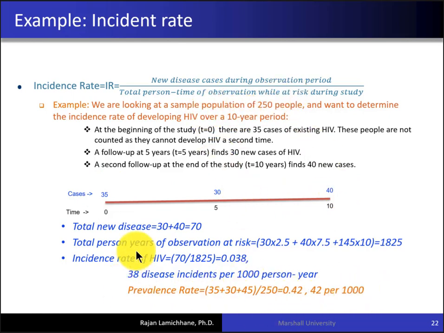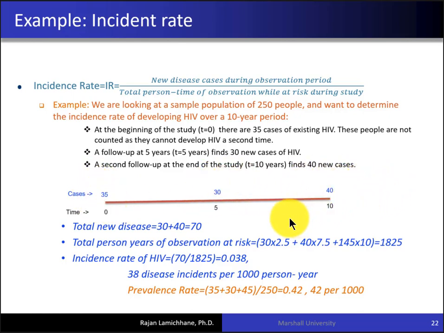Now, prevalence rate only tells you the overall picture. It doesn't tell you how many are at risk in every year, or per person-year. To get that information, you need to calculate the incidence rate. And to calculate the incidence rate, first you need to identify how many new cases there were. In total, there were only 70 new cases because 35 were already existing when we started the study, so they are not counted. So only 70 new cases.